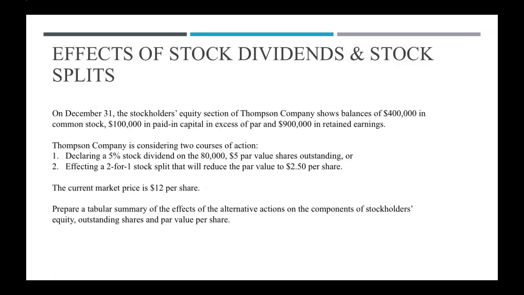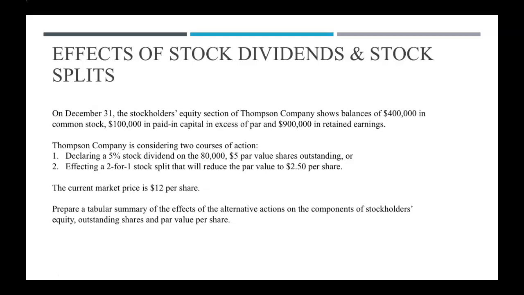Then Thompson Company is considering two separate courses of action. They'll either declare a 5% stock dividend on the 80,000 $5 par value shares outstanding, or they'll do a 2-for-1 stock split that will reduce the par value to $2.50 per share. Right now, the current market price is $12 per share.